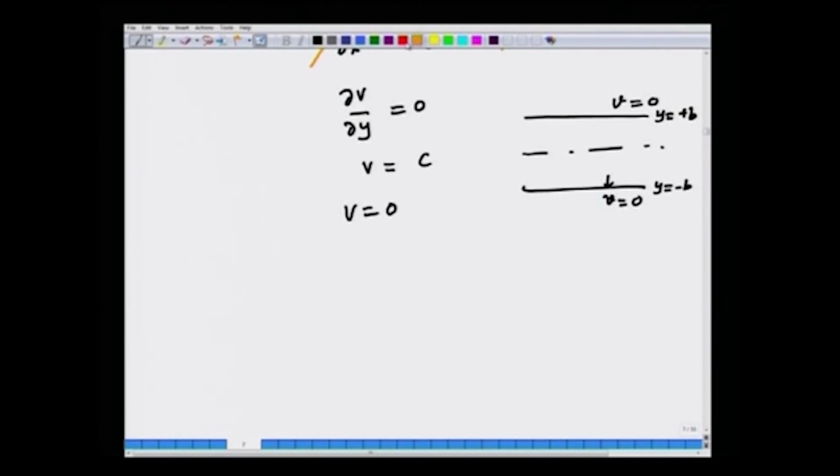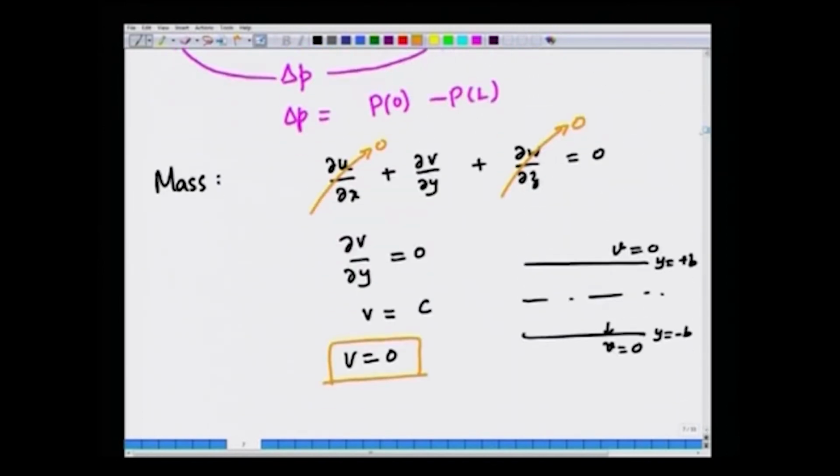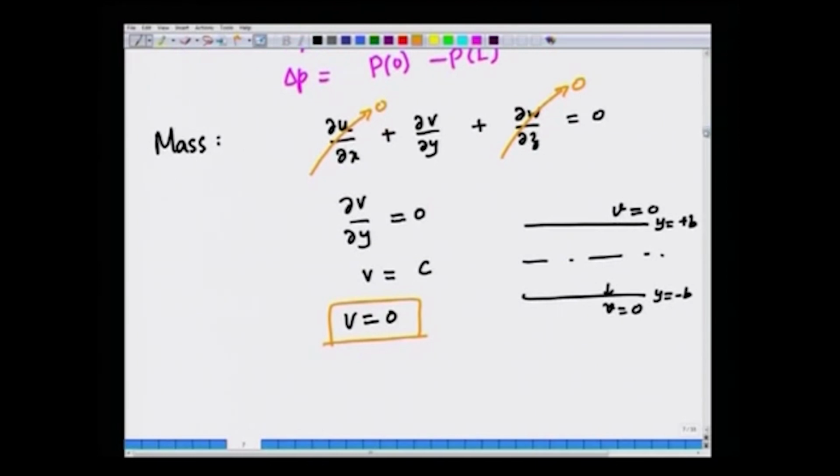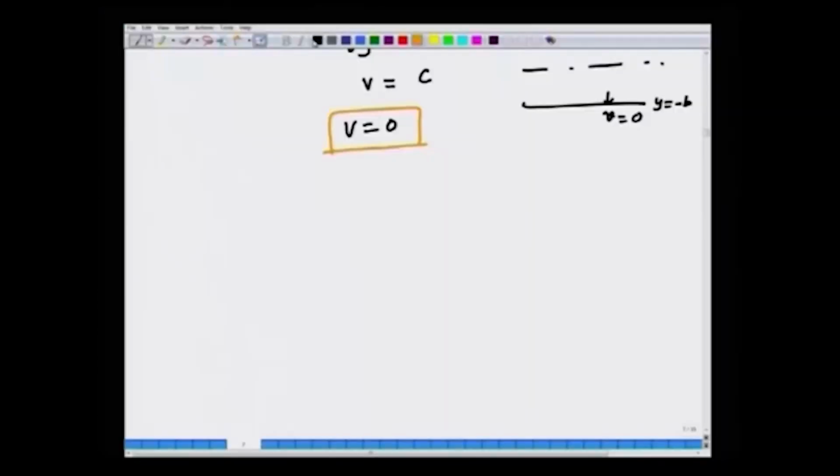You do not have to make an independent assumption that the normal component of velocity is 0. It comes out naturally as a fallout of the continuity equation, or the mass conservation equation, or you can say that the mass conservation equation is consistent with our assumption that the normal component of velocity is 0. Second, we will go to the y momentum balance, or let's just go to the x momentum balance as before.